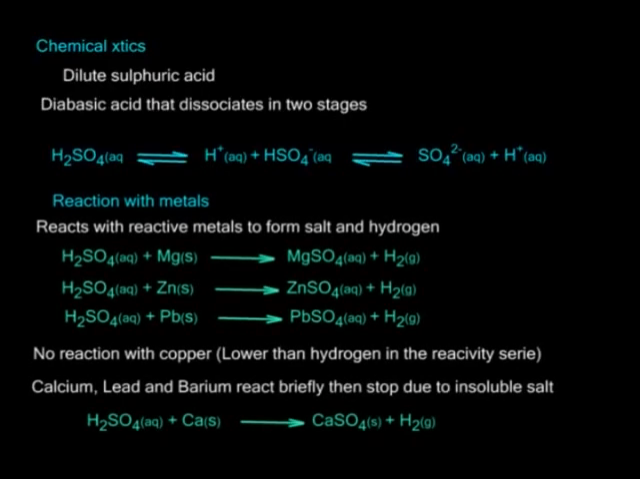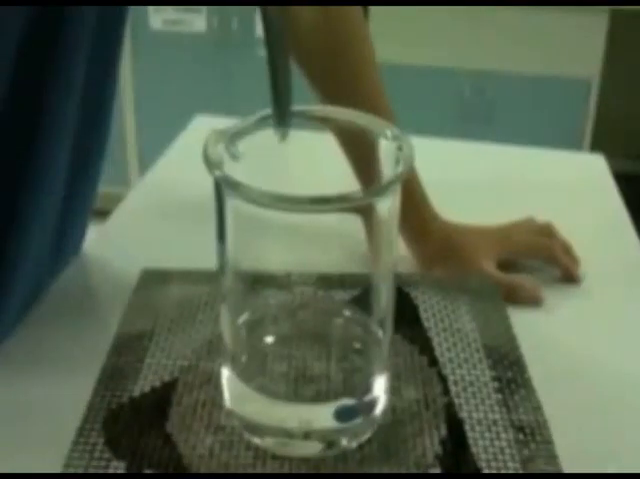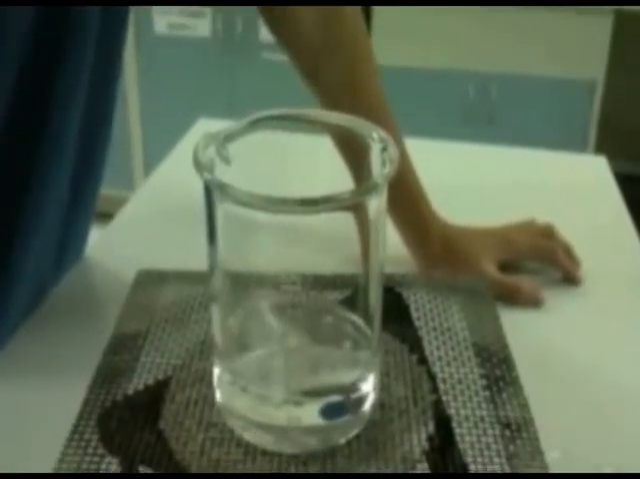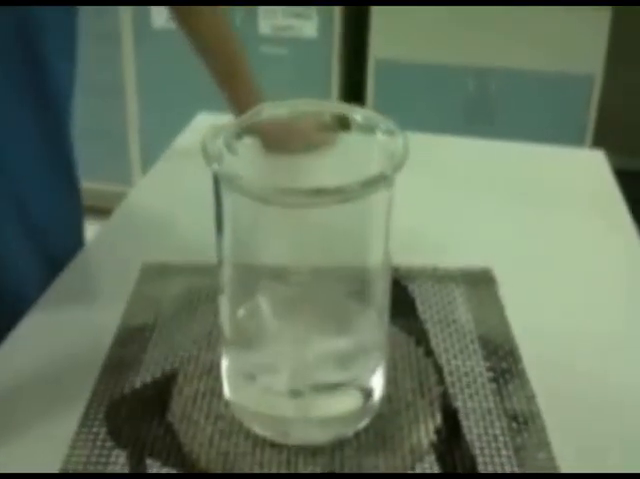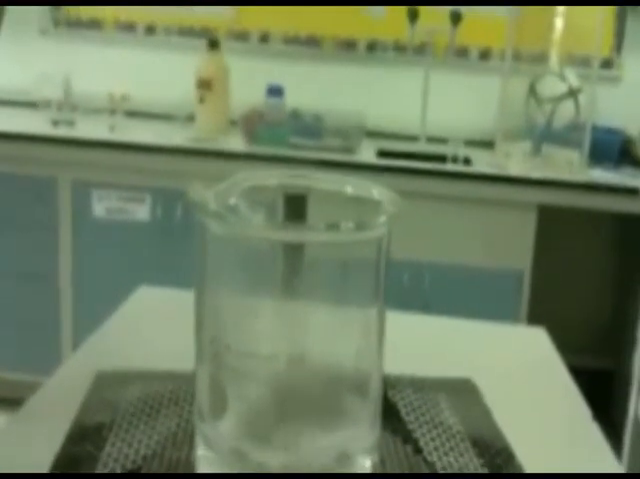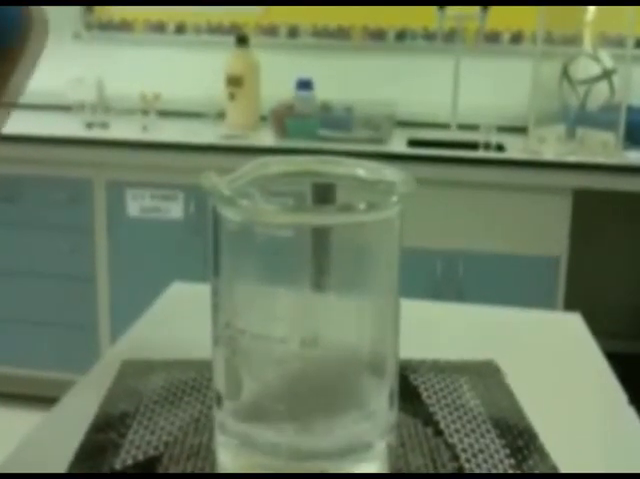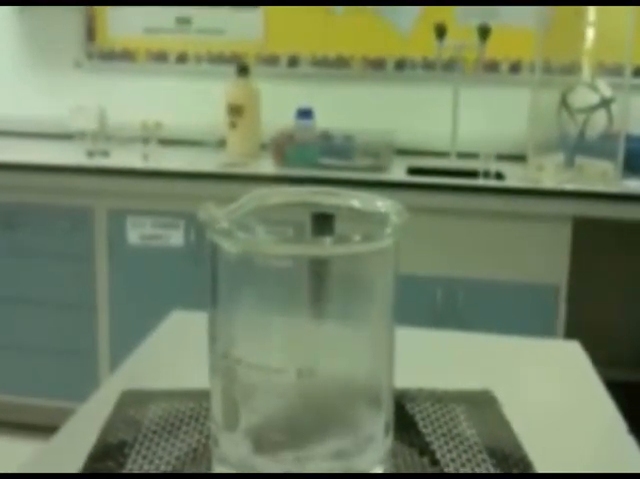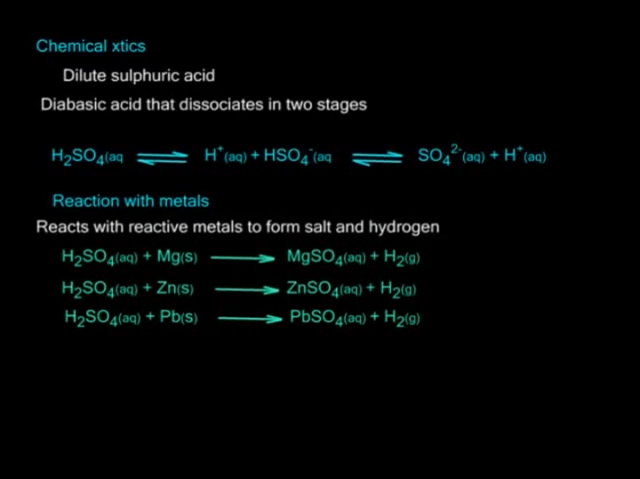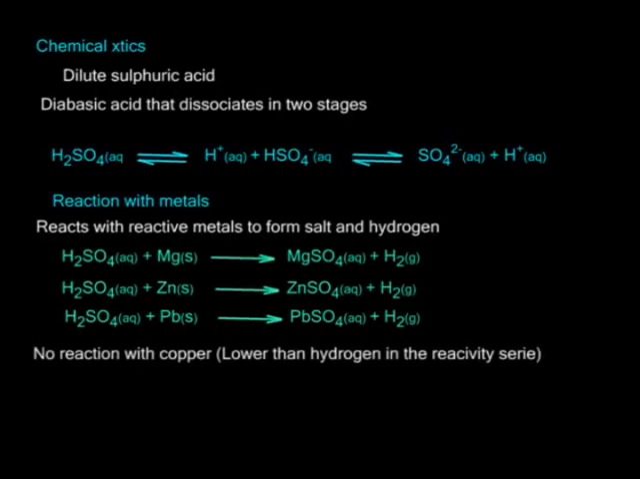Reaction with metals. Effervescence is observed when magnesium is added to dilute sulfuric acid, indicating a reaction that liberates a gas. The observation shows that dilute sulfuric acid reacts with metals higher in the reactivity series, forming hydrogen gas. With copper turnings, no reaction will take place, and this is because copper is lower than hydrogen in the reactivity series. Silver, mercury and gold would behave in a similar manner.